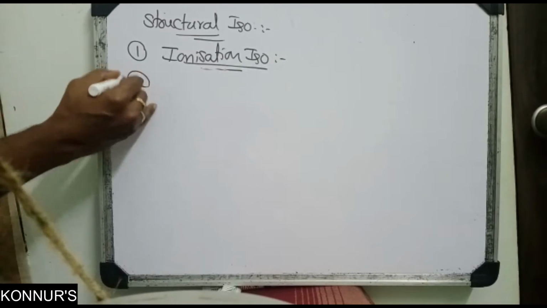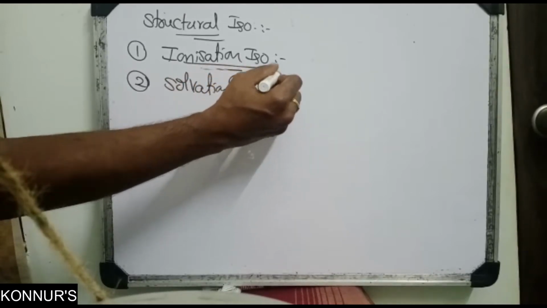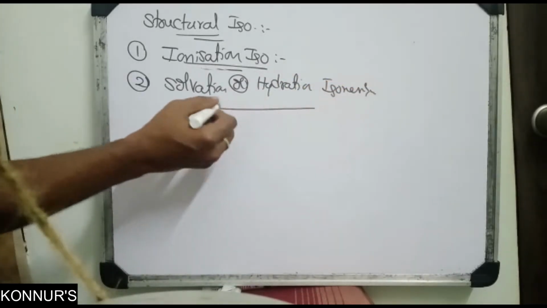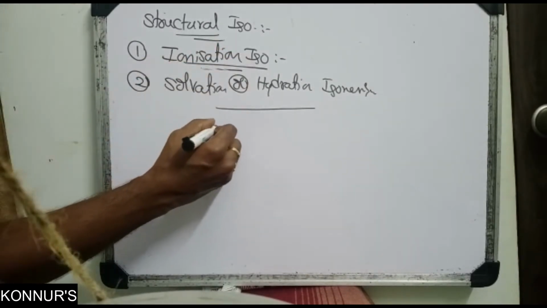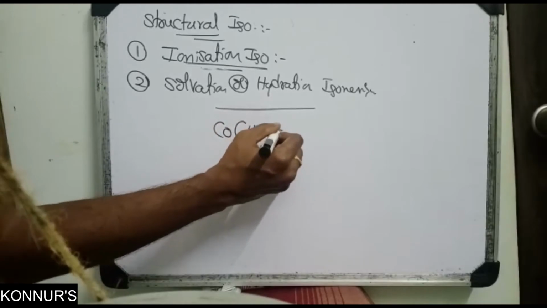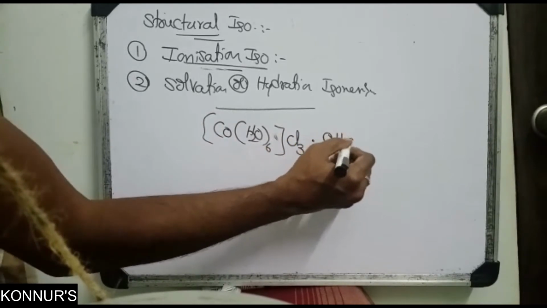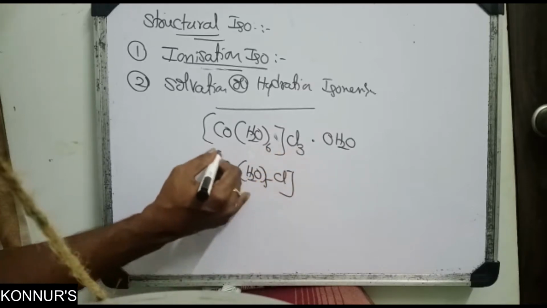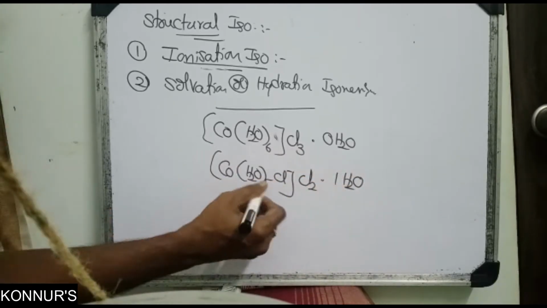Next, solvation. The solvent we are using is different. Solvation, otherwise hydration isomerism. Generally the ionic compounds show hydrated molecules. Suppose you take [Co(H2O)6]Cl3, with zero water molecules outside. Suppose you take [Co(H2O)5Cl]Cl2, with one chlorine inside and two chlorines outside. Outside there is one water molecule, a monohydrated complex.